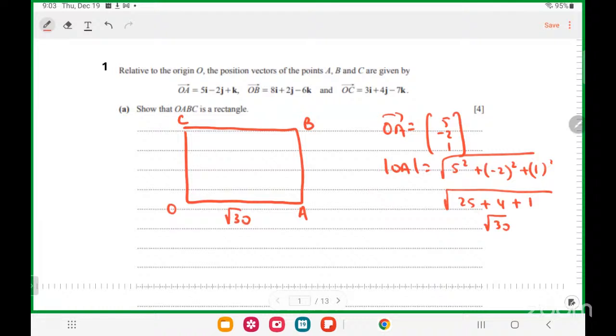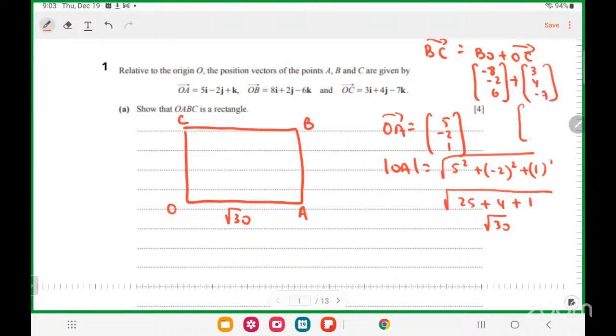Now let's find out what the magnitude of BC is. To find the magnitude of BC, I first need to calculate BC, that is BO plus OC. So BO is (-8, -2, 6), and OC is (3, 4, -7), which makes BC as (-5, 2, -1). And once again, if I check its magnitude, it will be the square root of 30, which is obvious, right?